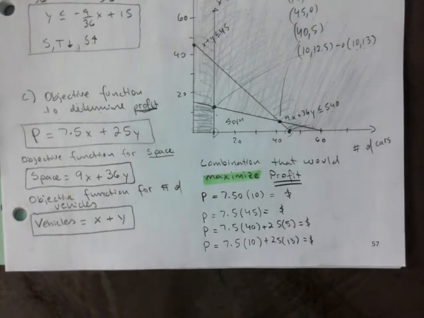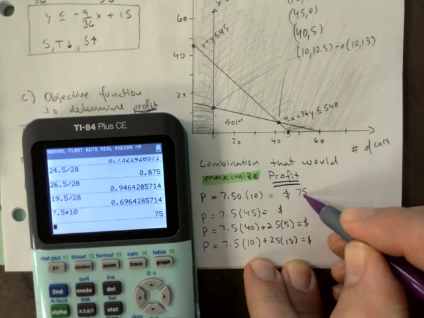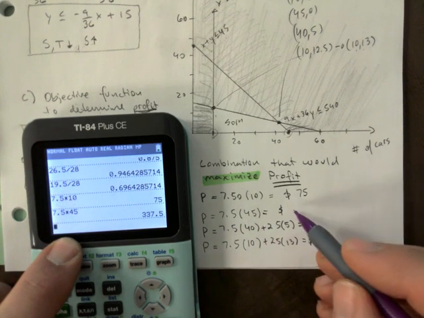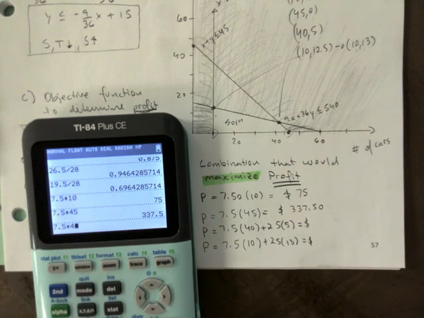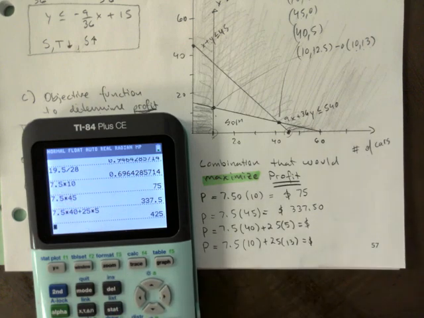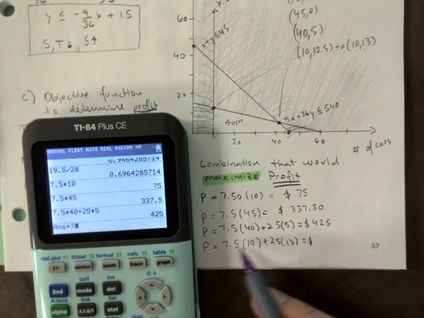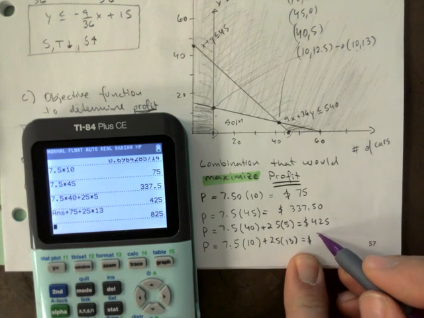You can actually do this in one shot, right? You go 750 times 10, that we know it's 75, right? 75 bucks in that scenario. 750 times 45, the second line here, that's 337.50. Then it's 7.5 times 40 plus 25 times 5. You can type that in one shot like this. Okay, 425 plus, I know that this is 75 here, I know that already, plus 25 times 13, that's 825.